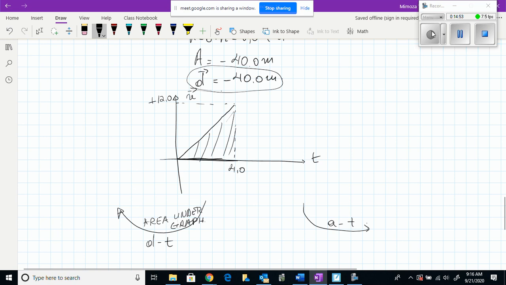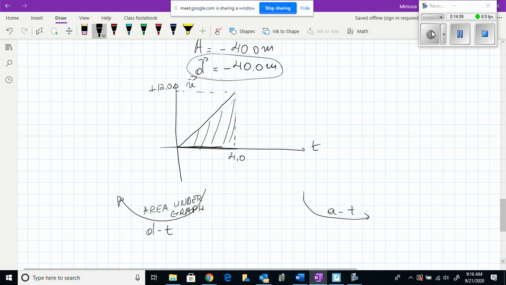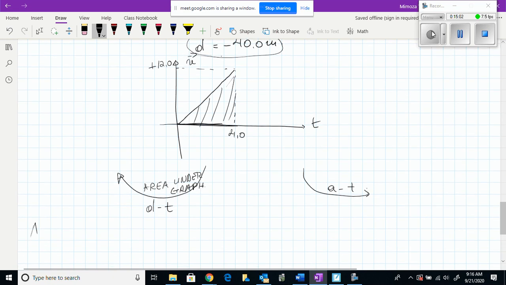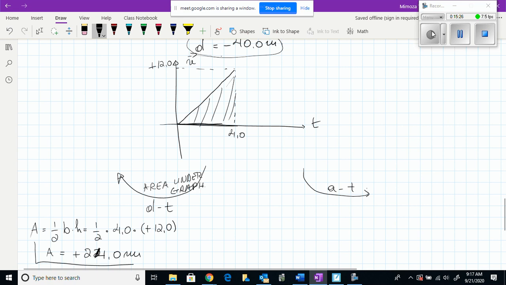This one here. Since the geometric figure that we see here is a triangle, the area will be 1/2 base times height, or 1/2 times 4 times positive 12. So the area will be positive 24 meters. That means that the displacement from 0 to 4 will be positive 24 meters.